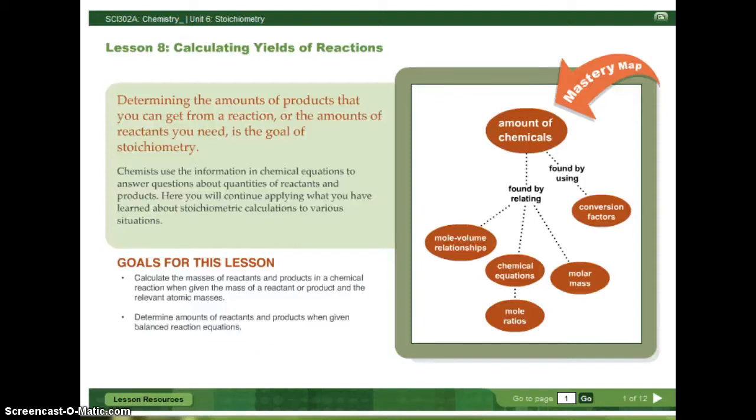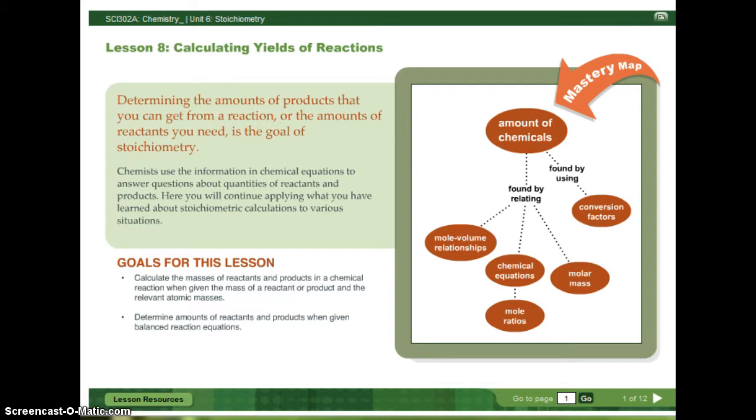This is the 6.08 lesson, Calculating Yields of Reaction. Determining the amounts of products that you can get from a reaction, or the amounts of reactants you need, is the goal of stoichiometry. Chemists use the information in chemical reactions to answer questions about quantities of reactants and products. Here you will continue applying what you have learned about stoichiometric calculations to various situations.